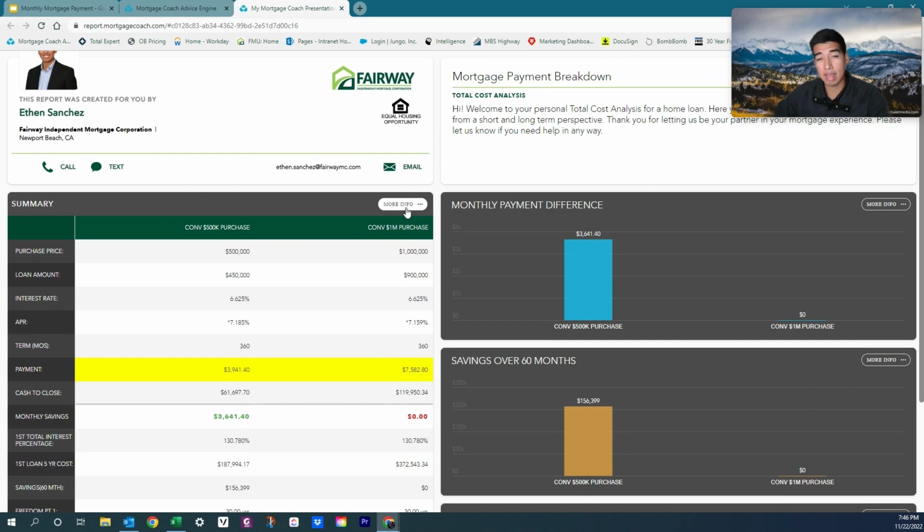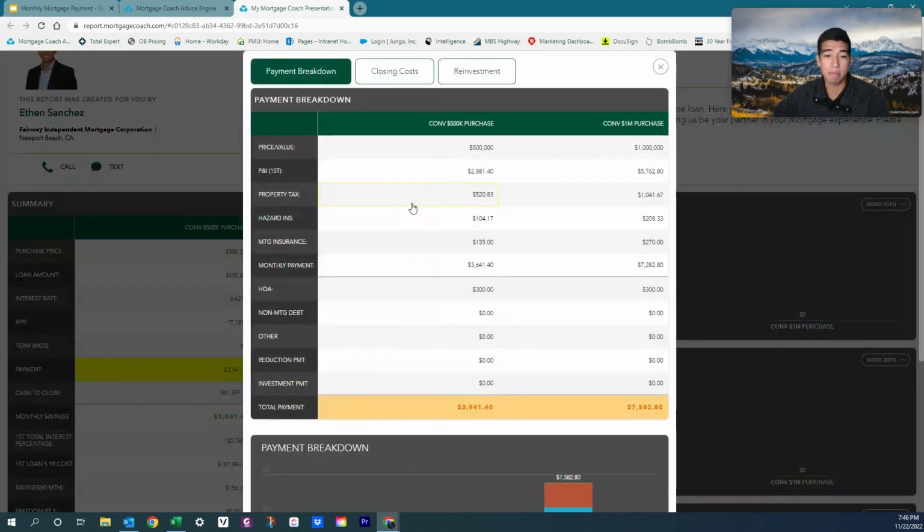Now, the good thing about this analysis is that I can show you a payment breakdown by clicking on this More Info button, and we are able to see what our payment is made up of. So the payment that you saw on the first screen will be in this orange row down here at the bottom, and the breakdown is obviously up above. So here we have our principal and interest payments respectively. This is, again, monthly, a combination of principal and interest, and that is your fixed payment there.